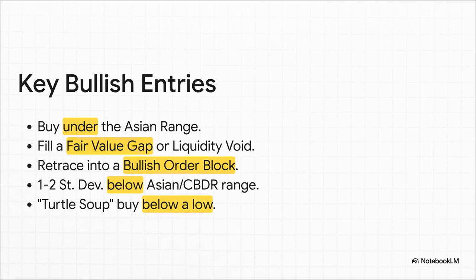So this could be a quick dip below the Asian range low, a move down to fill a fair value gap, or a nice retracement into a clean, bullish order block. We're also watching for price to stretch 1 or 2 standard deviations below those established ranges. And of course, there's the classic turtle soup, a false breakout below a significant low that traps sellers.